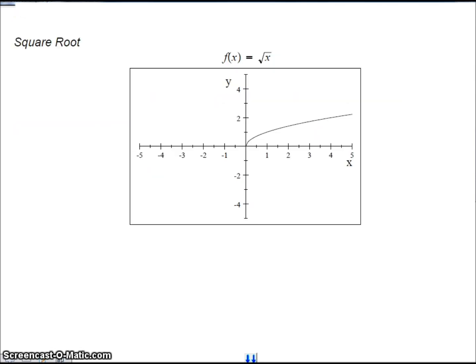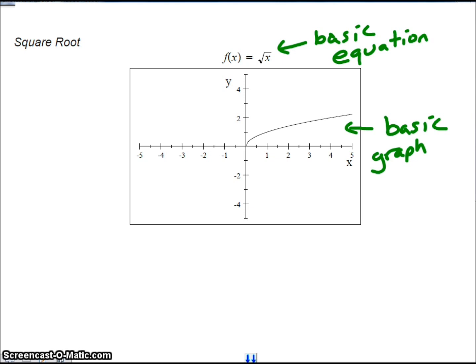The next family we want to look at is the square root family of functions. The most basic equation in that family is f of x equals the square root of x. And the basic shape for that graph is this sideways parabola. It's half of a sideways parabola. Again, the graph contains the point 0, 0. In this case, it actually begins at 0, comma 0. All right, so you want to memorize that shape for that type of equation, square root equation.